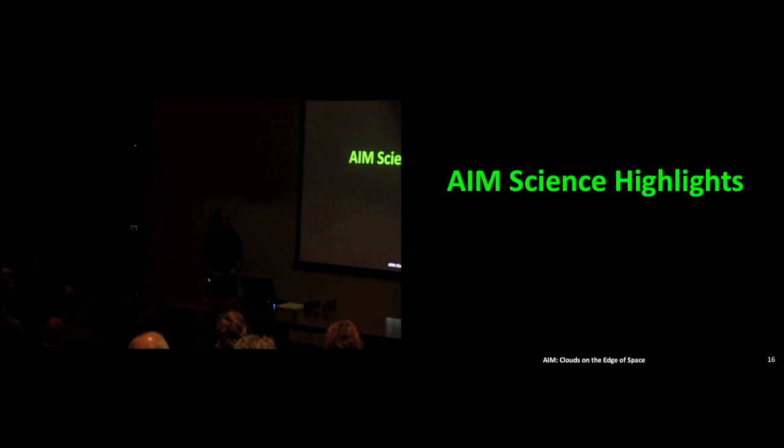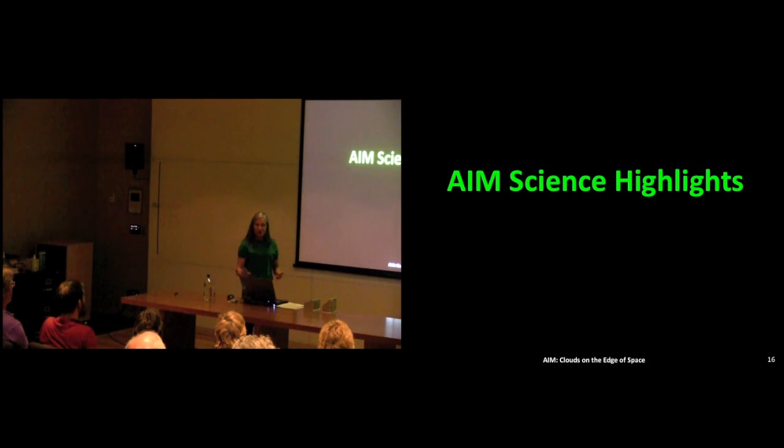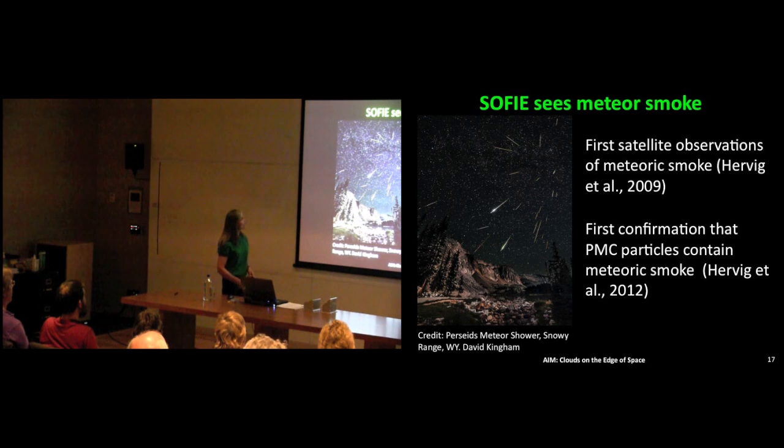Okay, so I'm going to be talking the rest of the time then about the science highlights from the AIM mission. Not all of them, but I'm just going to highlight a few different areas. So first of all, SOFIE can measure meteoric smoke, as I mentioned earlier. And in fact, this was the first time that a satellite had been able to measure meteoric smoke. So they can actually get the profile and see where the meteoric smoke maximizes.